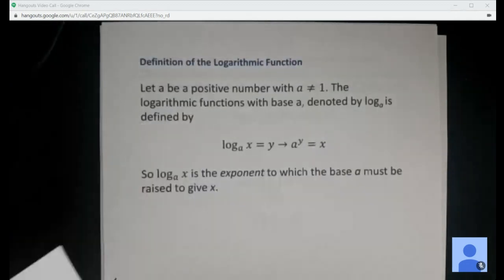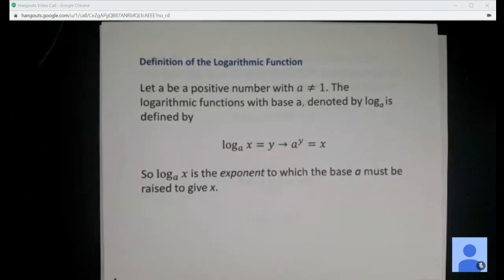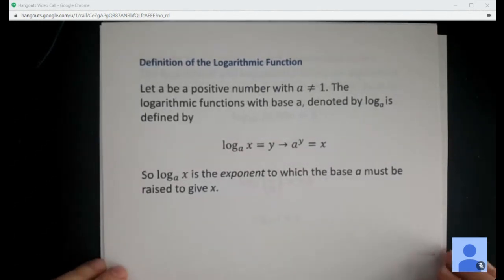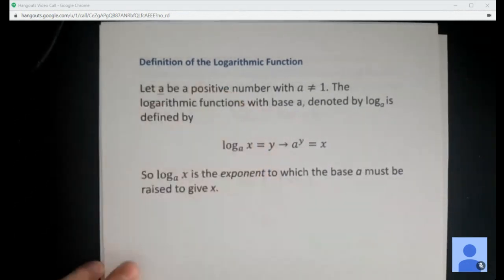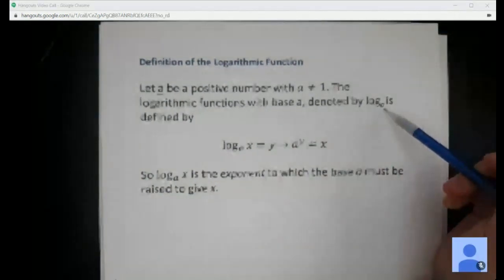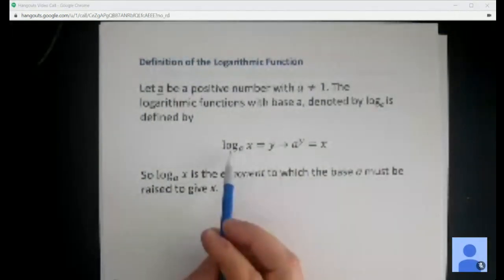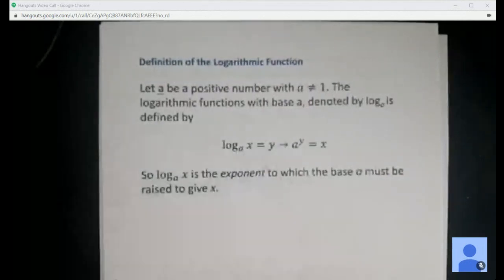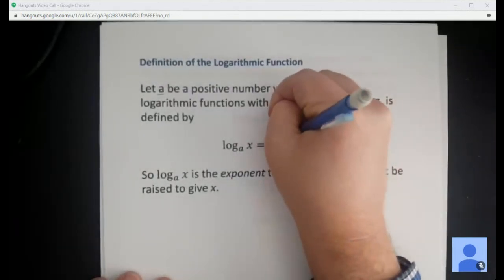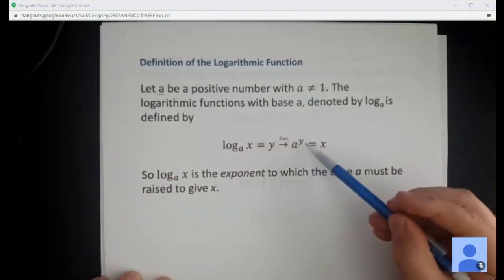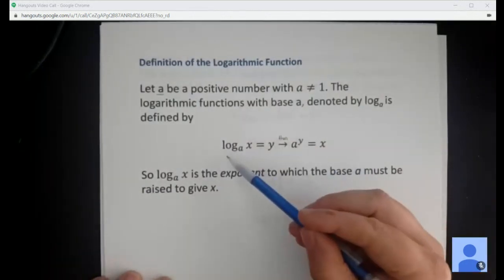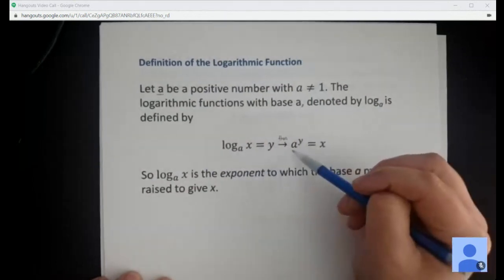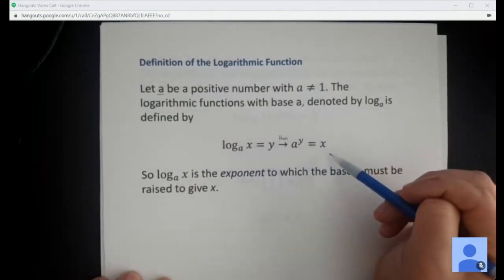All right, so we're going to start off with a definition of what a logarithmic function actually is. Let a be a positive number with a not equal to 1. So our base can't be 1. The logarithmic function with base a, denoted this way, log base a, is defined as: if log base a of x is equal to y, you can read this arrow as then a to the y is equal to x. So this logarithmic equation right here is equivalent to this exponential equation right here.